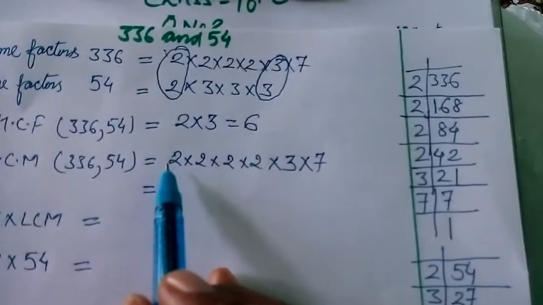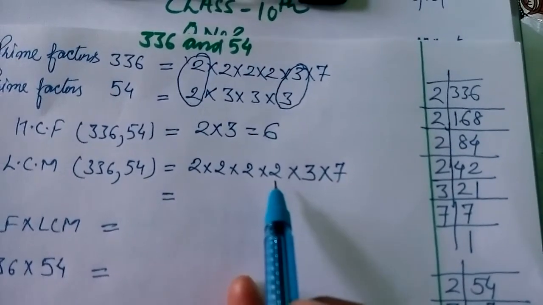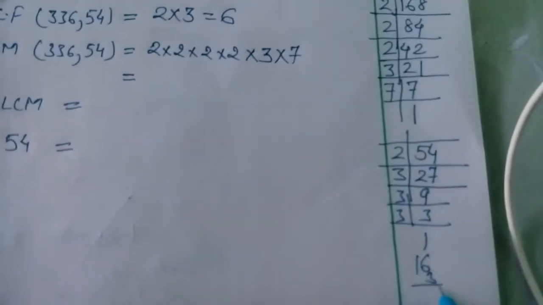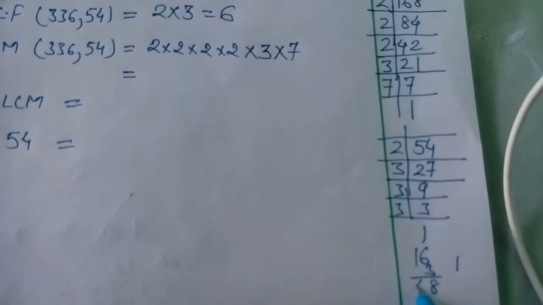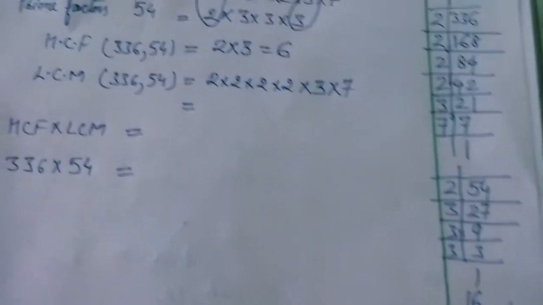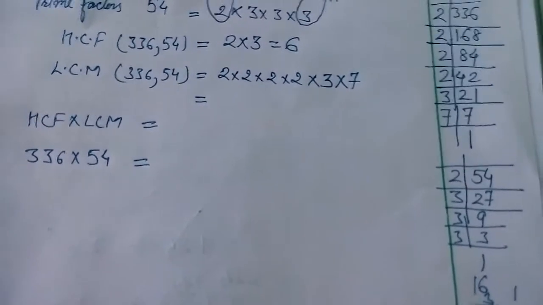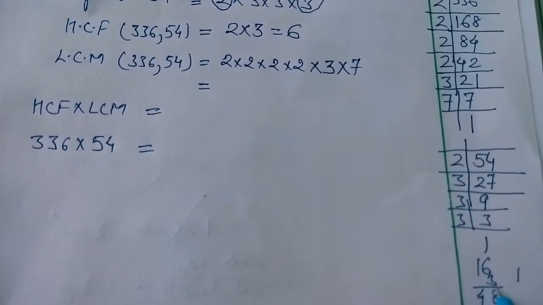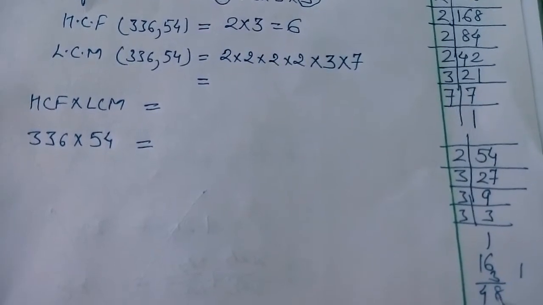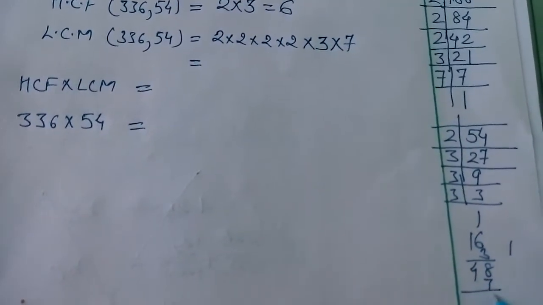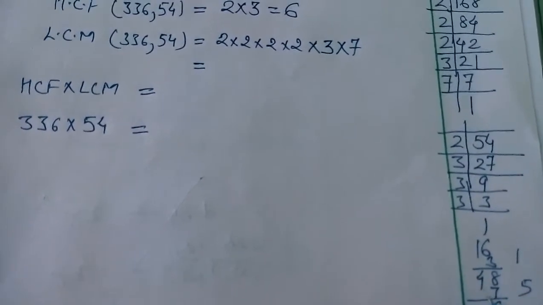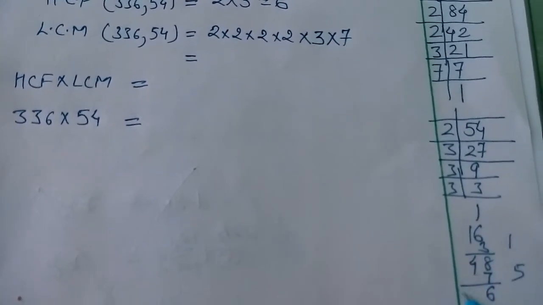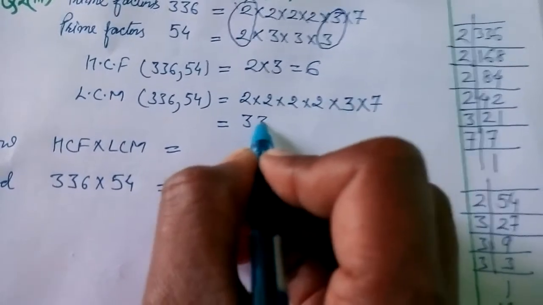Now multiply. 2 2's are 4, 2's are 8, 2's are 16, 16 3's are 48. Sometimes we do some foolish things, na? We don't know the table of this. 16, 3 6's are 18, carry 1, 48. And now we have to multiply this by 7. 7 8's are 56, carry 5, 7 4's are 28 and 5, that will be 33. So the LCM is equal to 336.